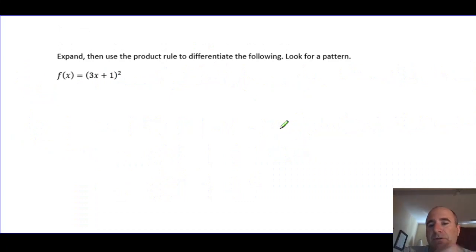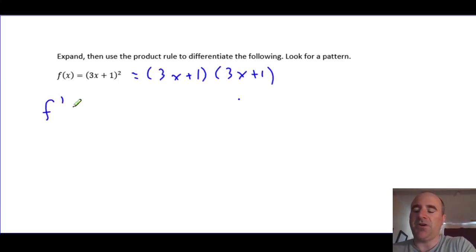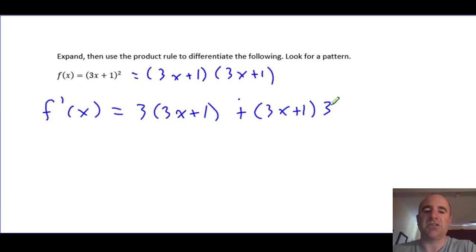So the product rule is not super difficult to use, and that brings us to the second part of the lesson where we sort of introduce a new rule as well. So we're going to take the derivative of this equation using the product rule, not by expanding. So f of x is, of course, 3x plus 1 times 3x plus 1. So to take the derivative of this using the product rule, f prime of x is equal to the derivative of the first, which is 3, times the second, which is 3x plus 1, plus the first, 3x plus 1, times the derivative of the second, which is 3.